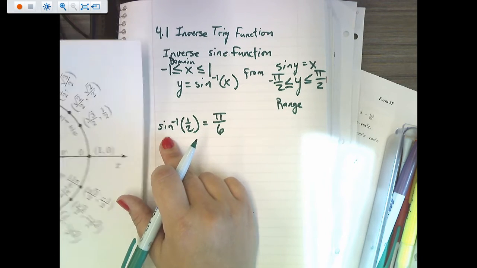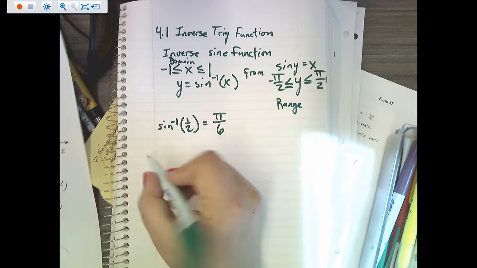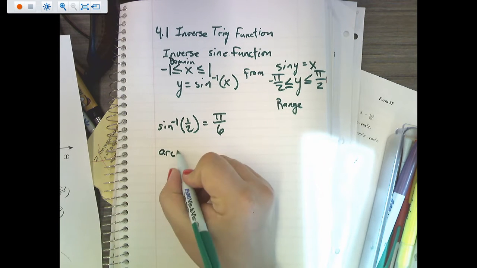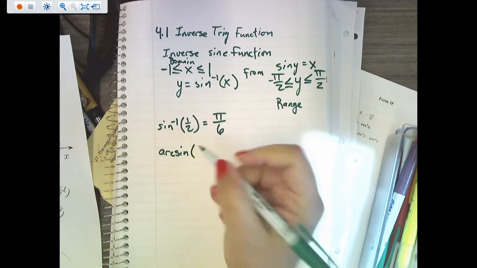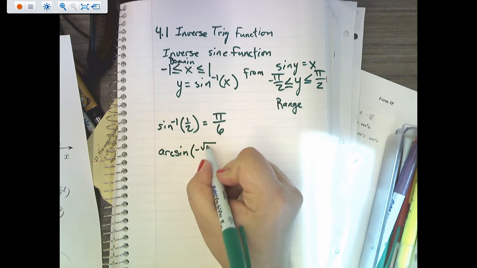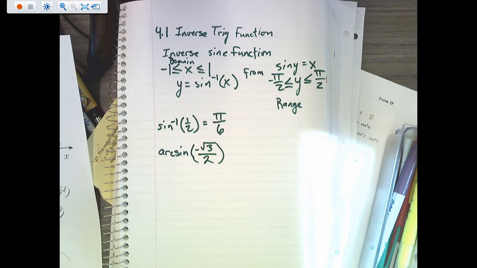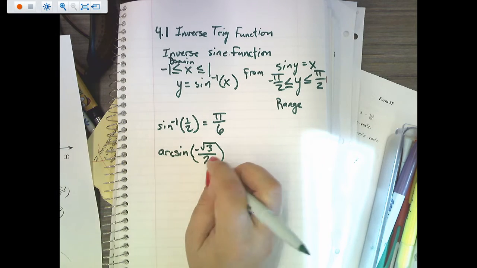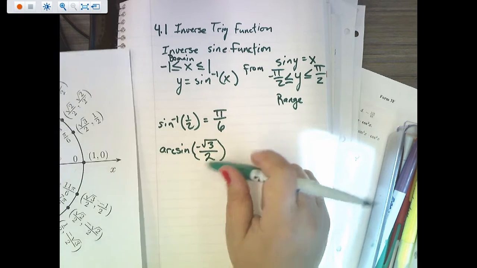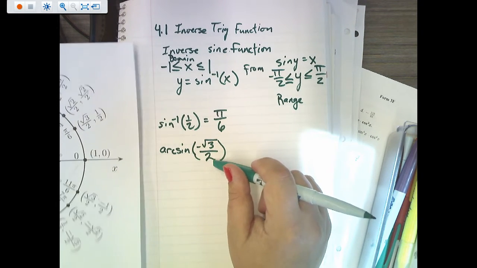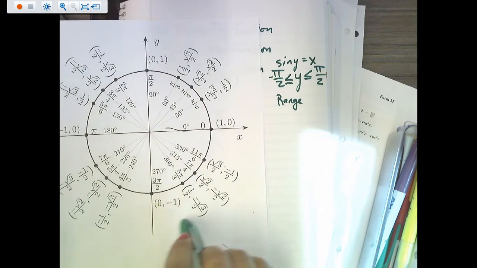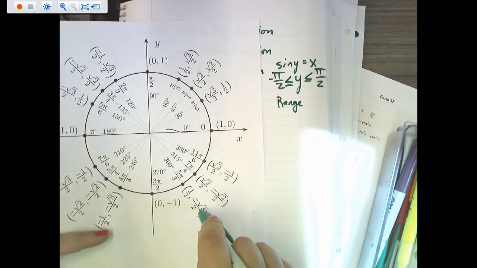The other way that you would sometimes see these written is arc sine. Arc sine is the same thing as inverse sine. You sometimes just see it on different calculators. So if I said the arc sine of -√3/2, where is the sine of a value -√3/2? So I'm going to find the -√3's over 2's. I have a -√3/2, a -√3/2.